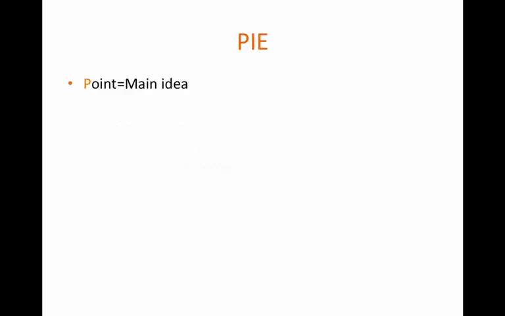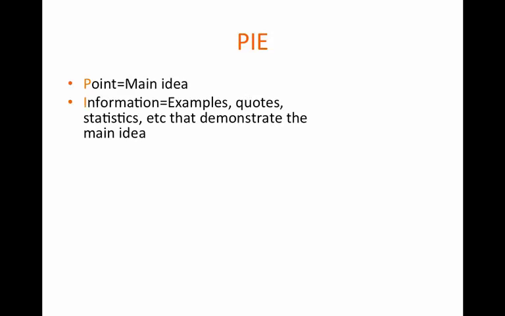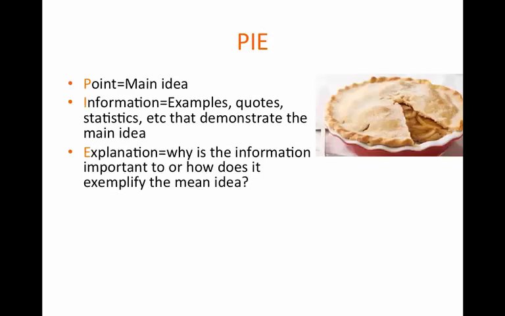So PIE stands for point, information, explanation. Point being the main idea, the central thing that you're trying to convey. Information would be examples, quotes, statistics, other types of facts, figures, things that demonstrate or really illustrate the idea. So after you've shown this example as well as this idea, you have to do the explanation part. So why is the information important, or how does it exemplify the main idea?